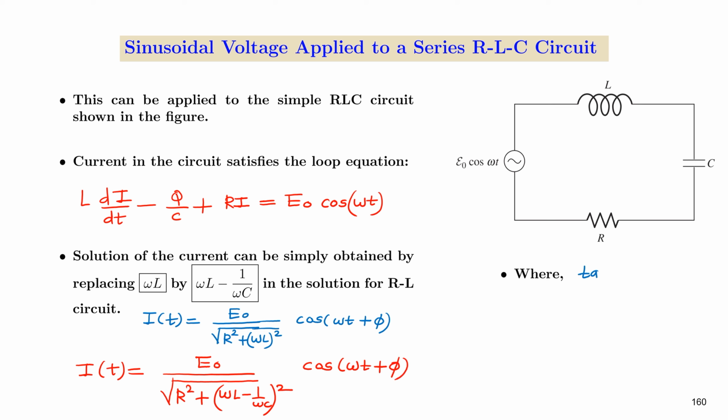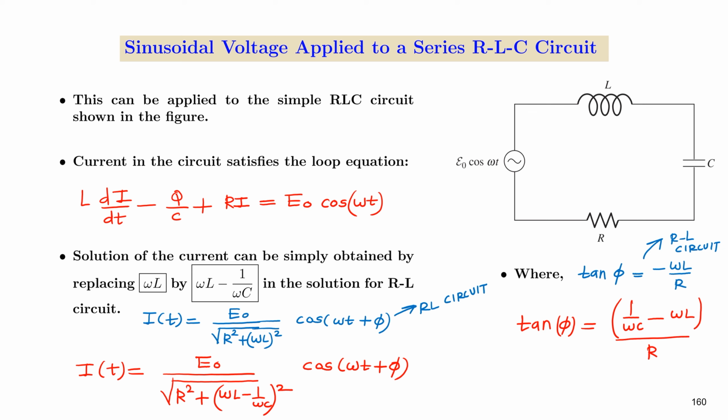The phase angle in the case of an RL circuit was tan phi equal to minus omega L divided by R. Therefore, in the case of an RLC circuit, tan phi equal to 1 by omega C minus omega L divided by R, that is equal to 1 by R omega C minus omega L divided by R.